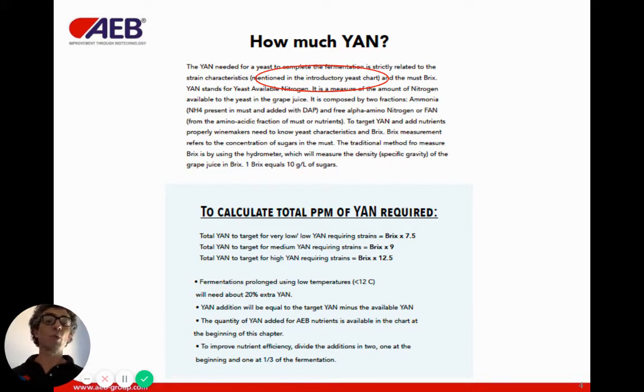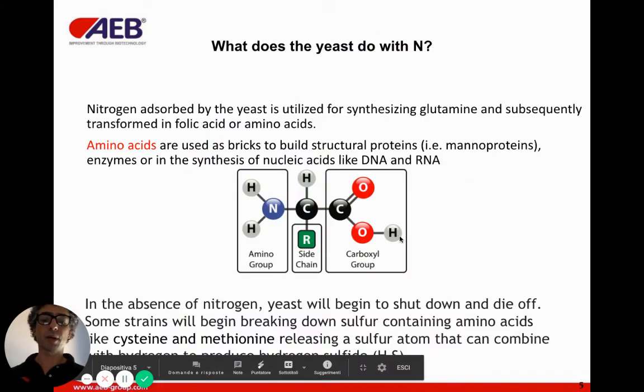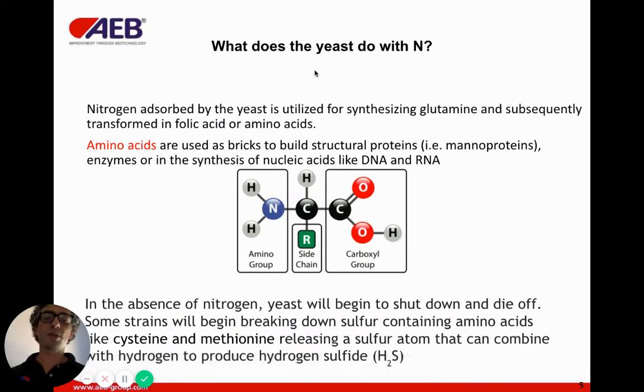Now, say you're coming in with an Albariño that is 22 Brix and you want to use an aromatic yeast like the Fermol Arome Plus. Well, in this case, you want to multiply that 22 Brix of your Albariño by 12.5 because the Arome Plus is high demanding in YAN. So your 22 times 12.5, you're going to need roughly about 275, 280 ppm of YAN. So this is a little bit of a chapter about helping you decide how much YAN you want to get to.